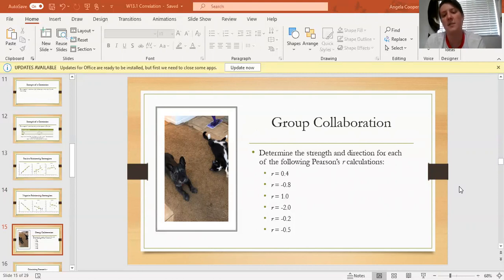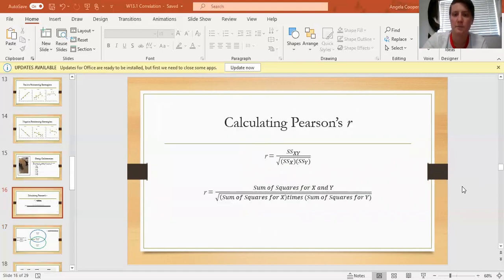Okay, so moving on, R is equal to negative 0.2. Again, that's a negative direction because it is a negative Pearson's R value. And the strength would be medium because the number itself, that 0.2, is greater than 0.1 but less than 0.5, so it's in that medium range. And then finally, R is equal to negative 0.5. That's a negative direction and a strong or large strength because it is 0.5. So that is the threshold for having a strong or large Pearson's R value effect size.